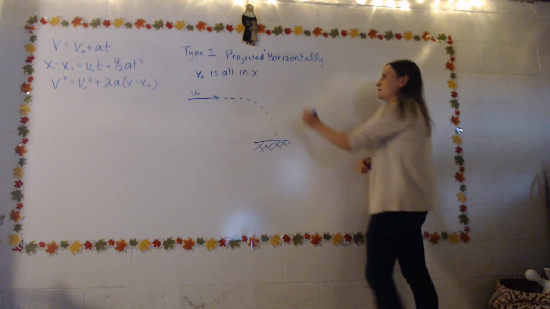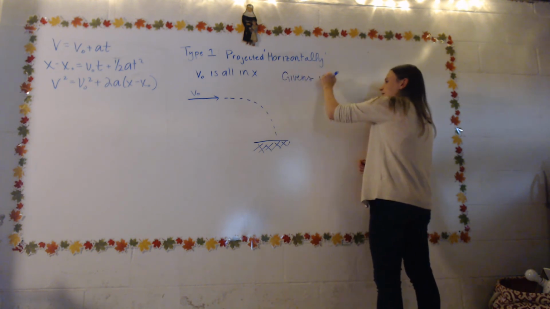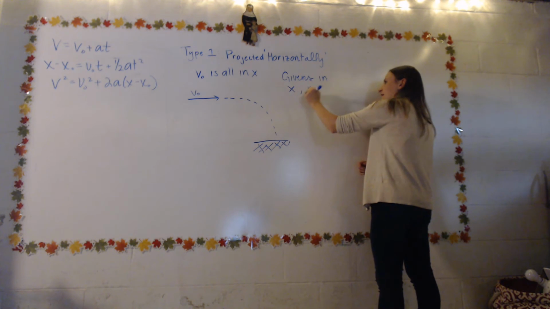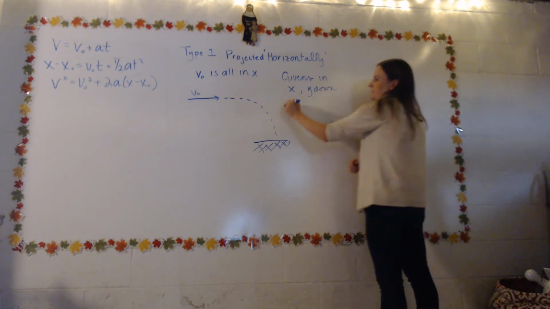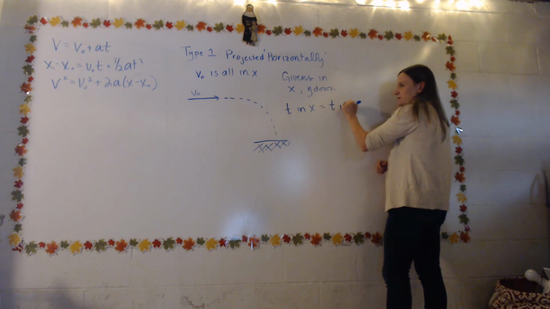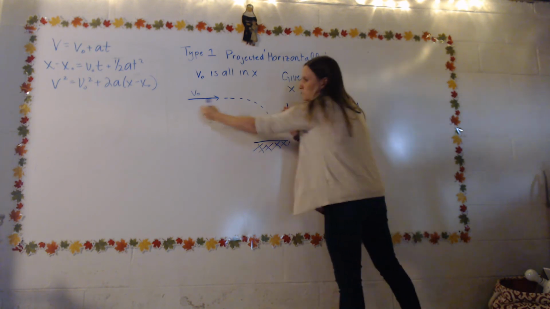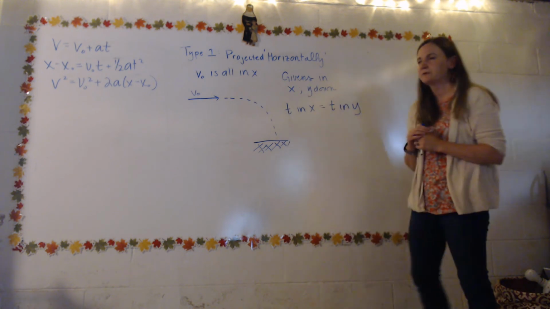All of the initial velocity was in x, and it fired out, but at the same time it was falling down. When you do a type 1 problem, you're going to have givens in x and in y down, because it's not going up at all. So you have givens in x and in y down. Time in x is going to be equal to t in y. So it's going to be moving horizontally for the same amount of time that it's falling. As soon as it hits the ground, it stops doing both.